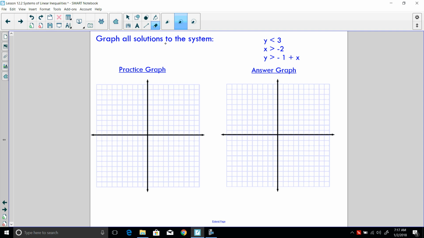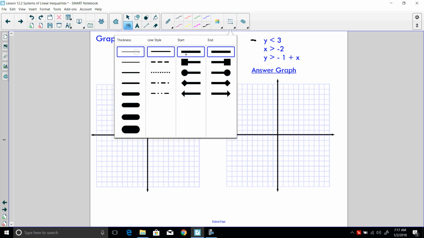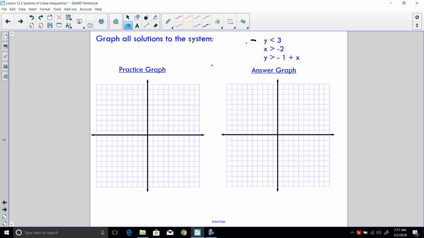All right, now we got 3 of them. So again, I will graph them in 3 different colors. I should probably use a marker instead. So I'll do this one in black, and I'll have to select a skinnier one. And so I have y is less than 3. That is a horizontal line through 3. 1, 2, 3 is right there. It is a dashed line, so I'll try to dash that as best as I can.